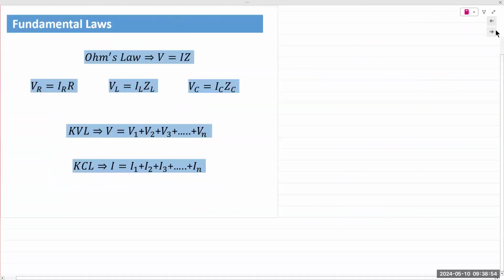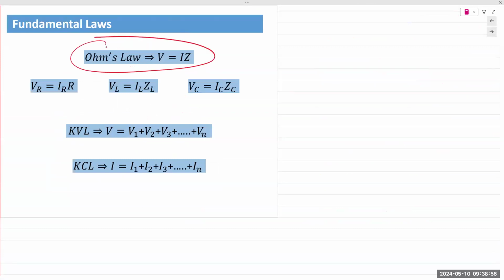So let's go here. Ohm's law, V equals I times Z. V equals IR, R is replaced with the impedance Z. So if you apply Ohm's law to any component, the product of the impedance of that component and the current flowing through it should give you the voltage across that component. No need to solve differential equations or derivations. You get my drift here?